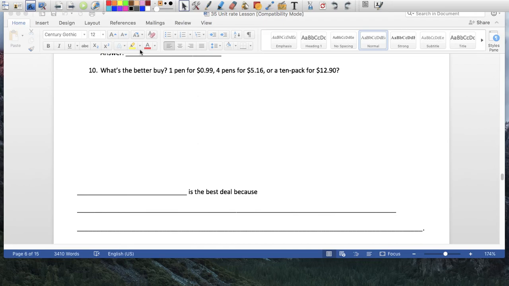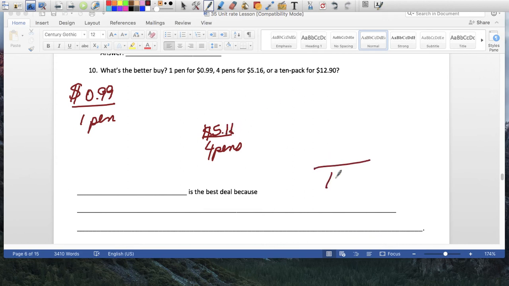Okay, so we want to find out which one is a better deal. So we have first one, 99 cents, and I can buy 1 pen. The other one I can buy 4 pens, and it's going to cost me $5.16. And the last one, I can buy 10 pens for $12.90. So let's find the unit rate for each one.